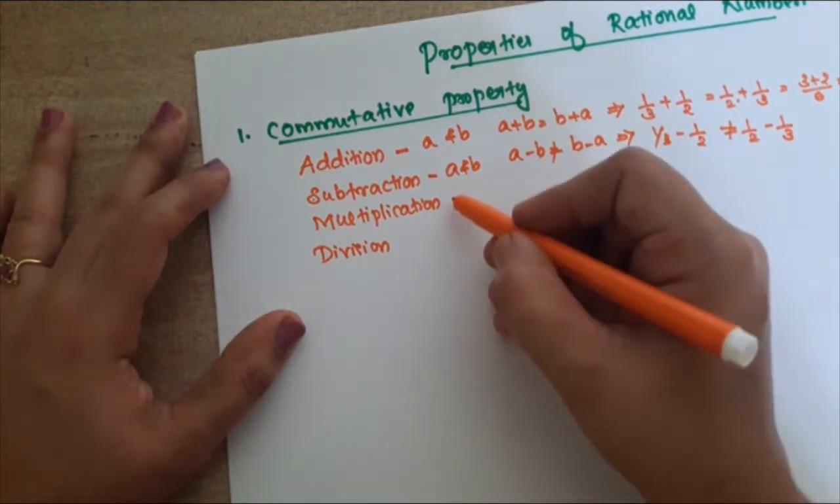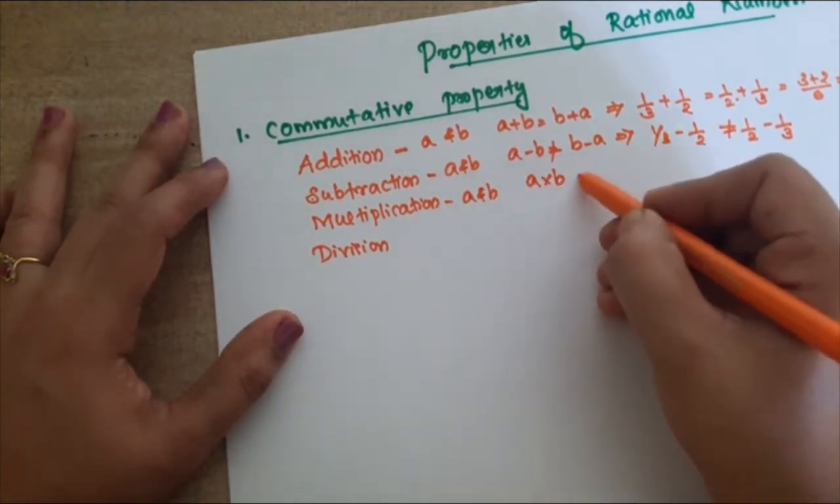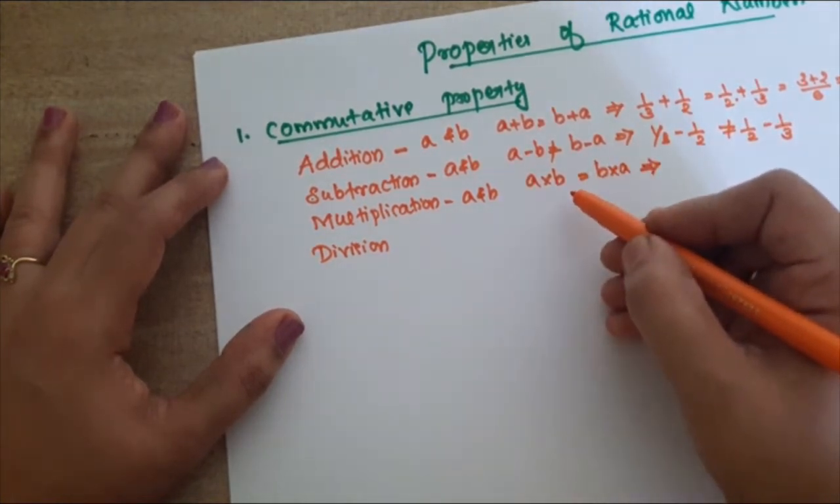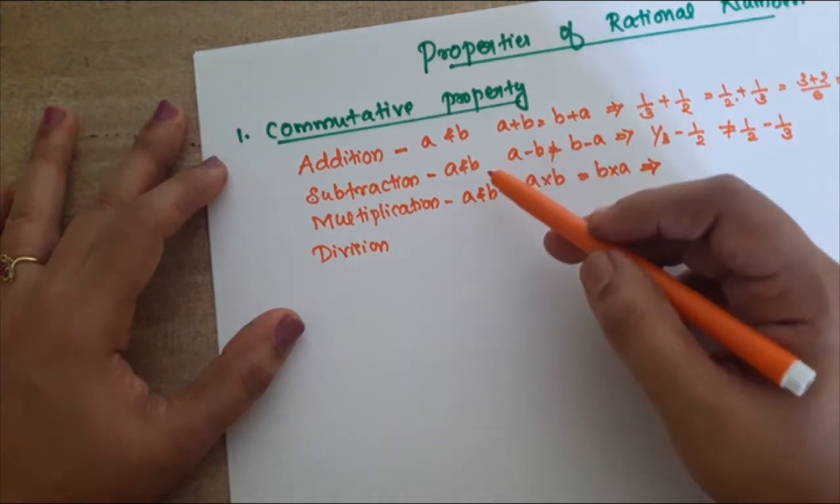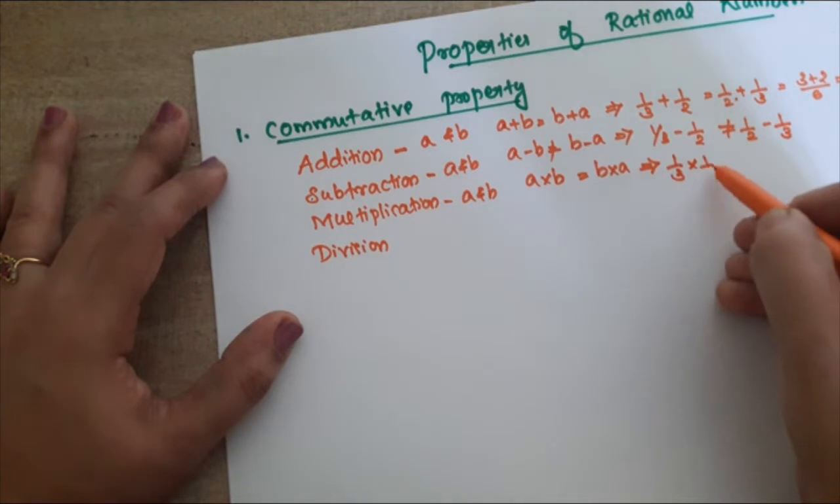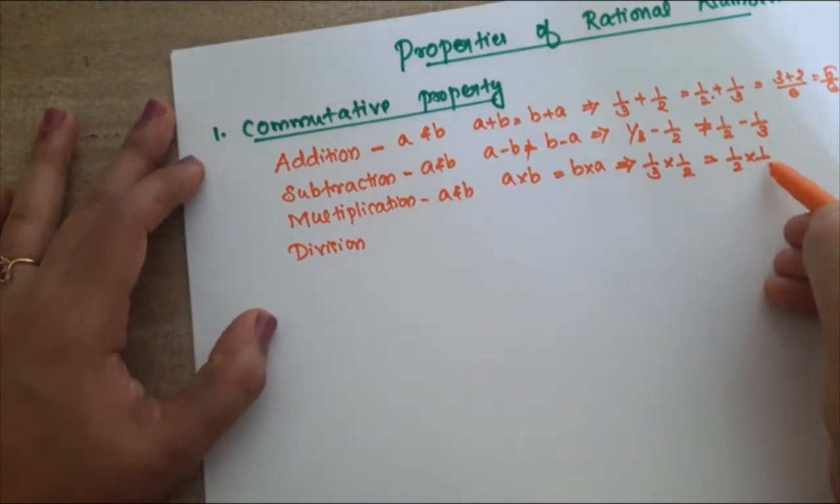Then multiplication. Consider the numbers a and b. Then a into b is equal to b into a. That is called the commutative property under multiplication. That means 1 by 3 into 1 by 2 is equal to 1 by 2 into 1 by 3.